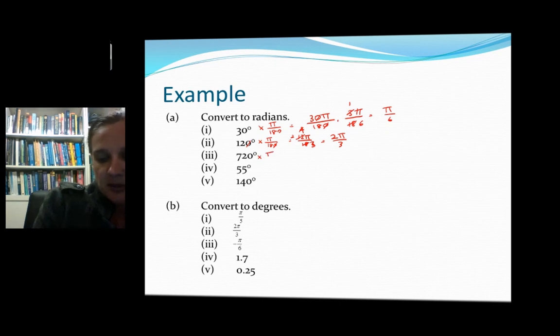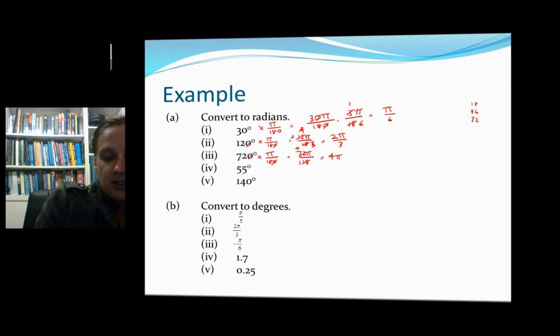720 degrees. We're going to multiply by pi on 180. Cancel our zeros. We get 72 pi on 18. We've got 4 times 18. So we get 4 on 1, which becomes 4 pi.